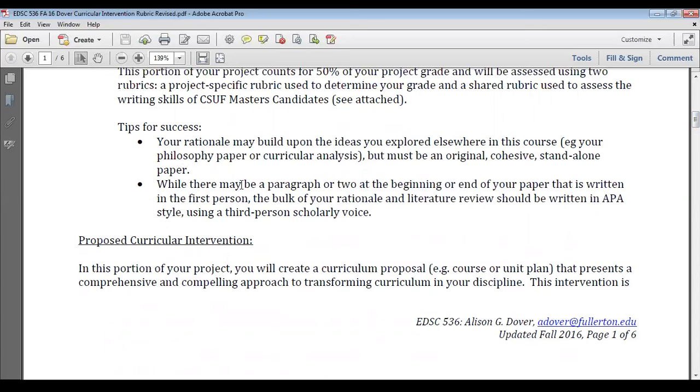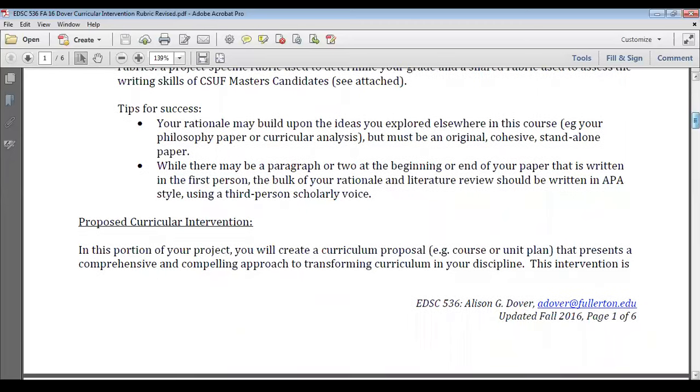I was saying that you are welcome in your rationale to build upon the ideas you've talked about in other places in our course, but that this needs to be a standalone paper. So don't assume that somebody's read your entire curriculum analysis in writing this paper. In the rationale portion, though, can we be using some things? I don't want to consider that plagiarism, but because we've done so much on the rationale as to why we got to where we are now, would we be allowed to use some of that? Yeah, you can cite it, certainly. And you want us to cite ourselves? You would cite yourself.